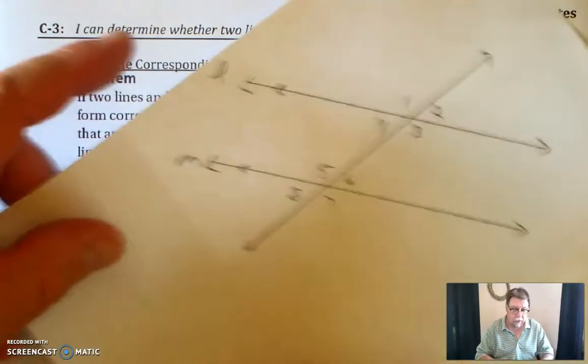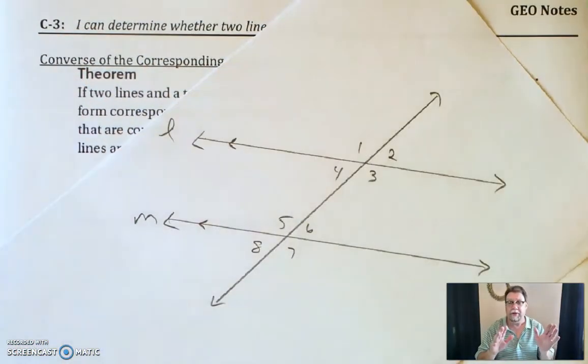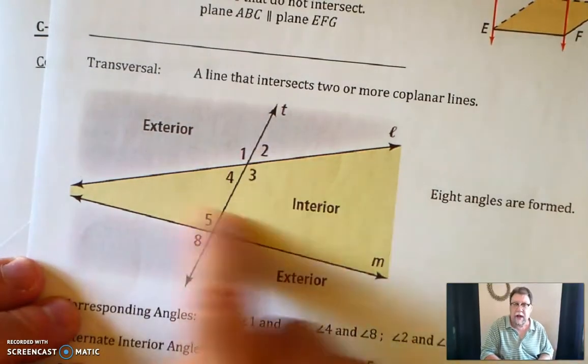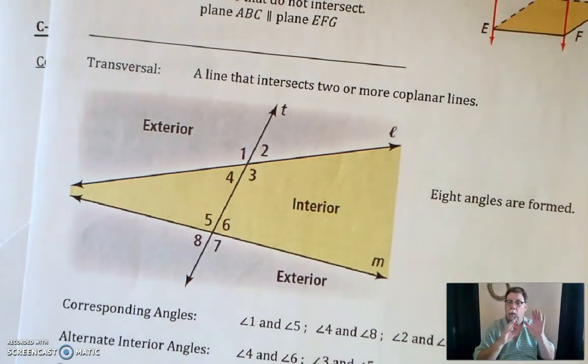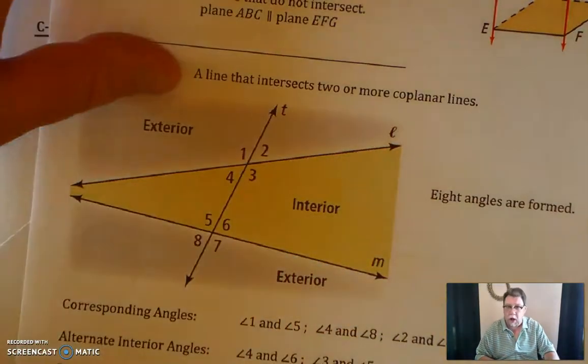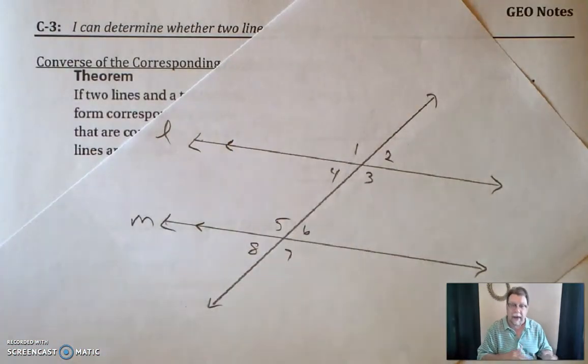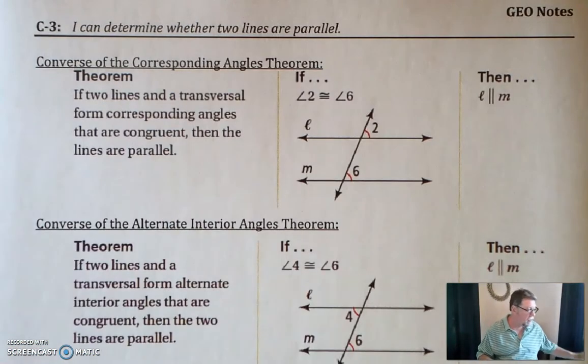So this time we're going to say, I don't know if the lines are parallel. They're just two lines, like back here when I showed you long ago in the first section. Are these lines parallel? Well, they don't look parallel, but we can show that the lines can be parallel depending on what we know about the angles. So the theorems look like this.